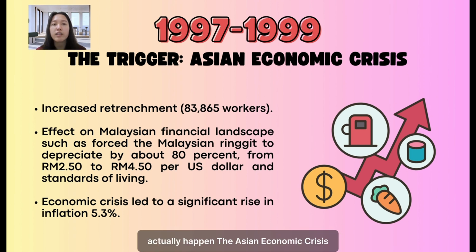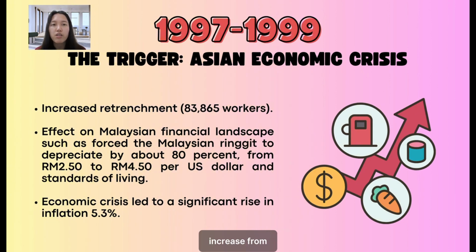From 1997 to 1999, the Asian economic crisis happened. This increased retrenchment, with a total of 83,865 workers, which is a sharp increase from 90,000 workers. This affected Malaysia's financial landscape, such as forcing the Malaysian ringgit to depreciate by about 80%, from 2 ringgit 50 cent to 4 ringgit 50 cent per US dollar, and affecting the standard of living. This economic crisis led to a significant rise in the inflation rate, to 5.3%.